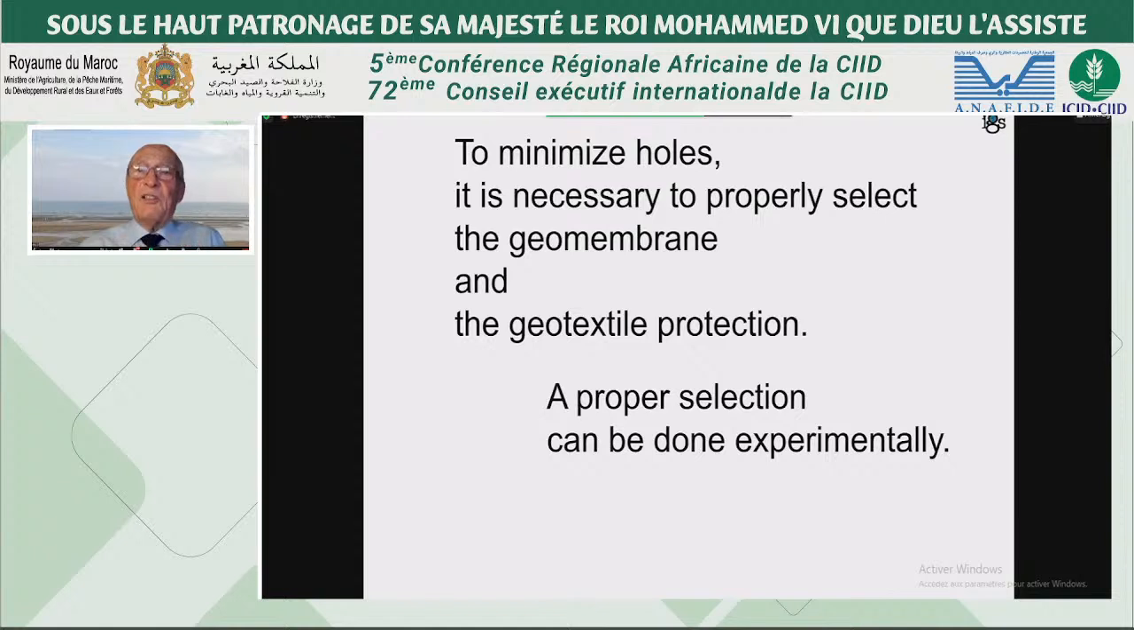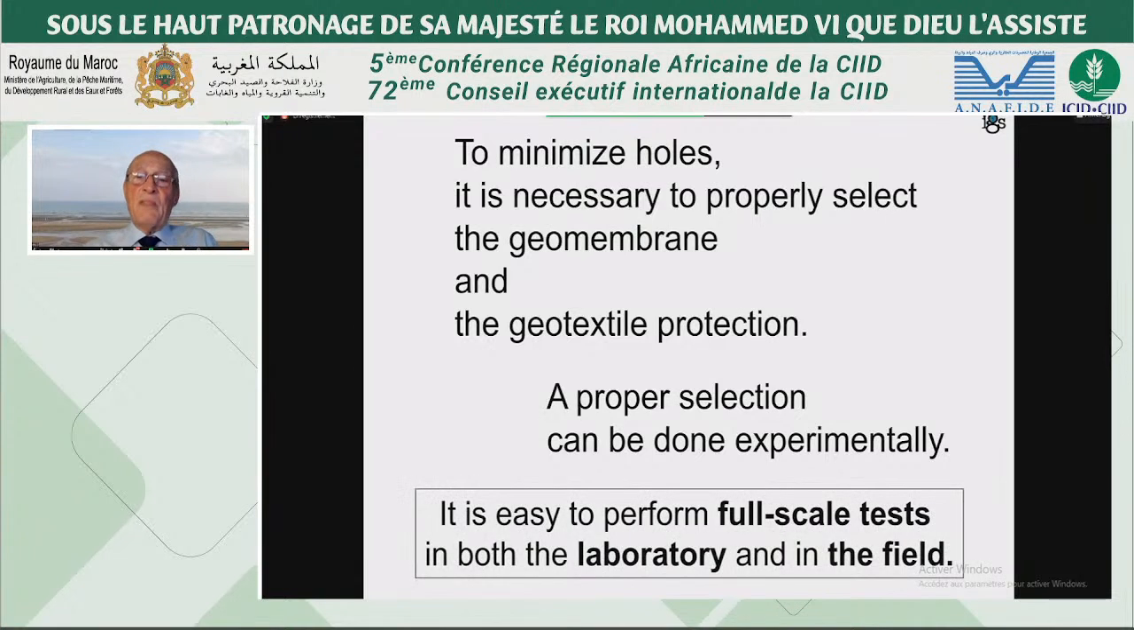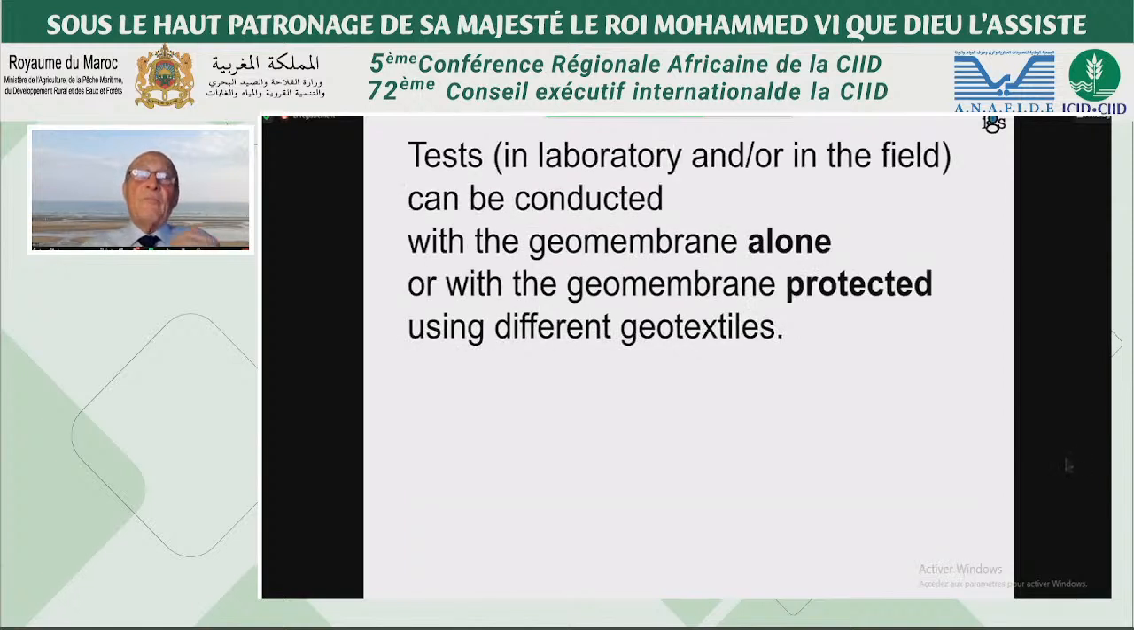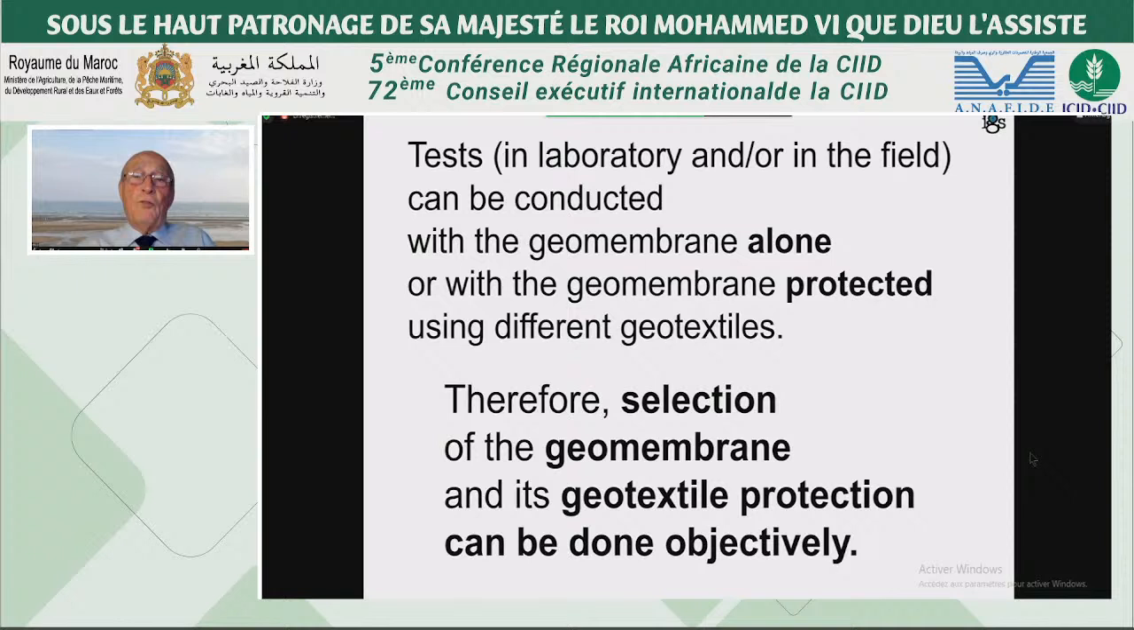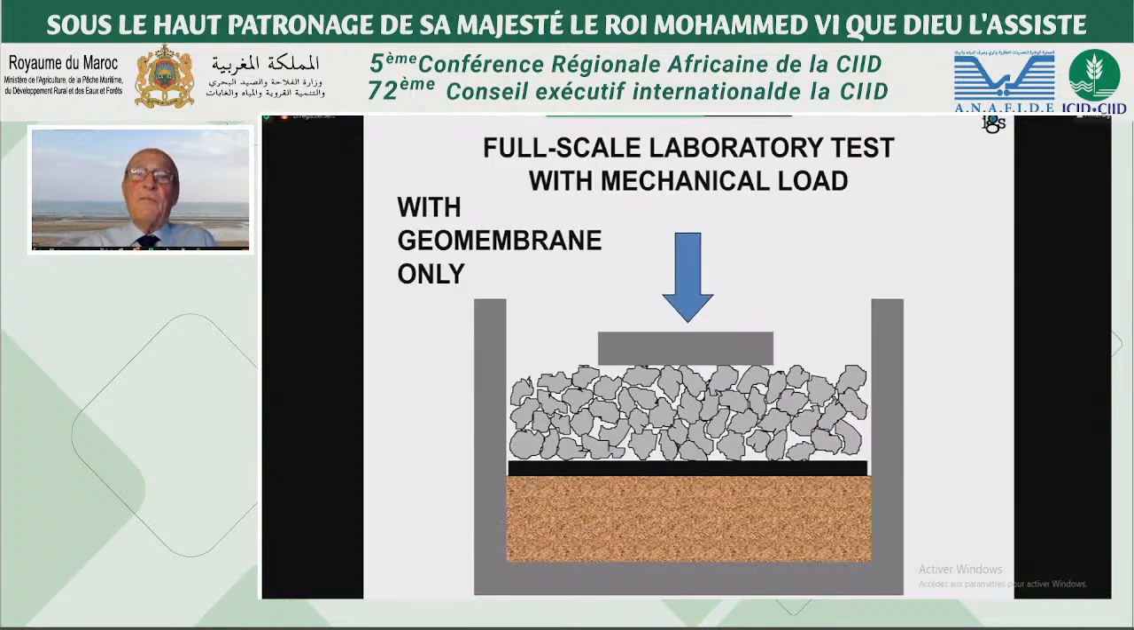And the selection can be done experimentally. In fact, it is easy to perform full-scale tests in both the laboratory and in the field. The tests in the laboratory and in the field can be conducted with the geomembrane alone or with the geomembrane protected and using different geotextiles. Therefore, selection of the geomembrane and its geotextile protection can be done objectively.